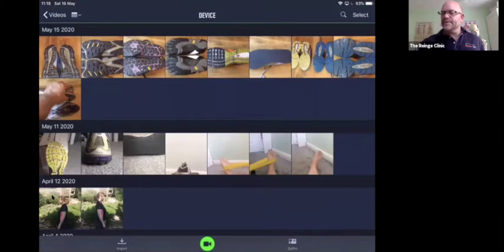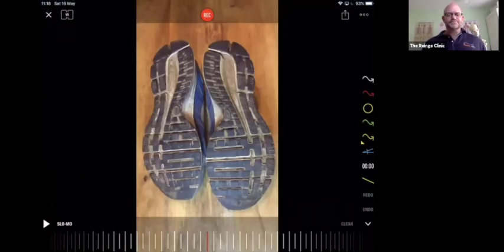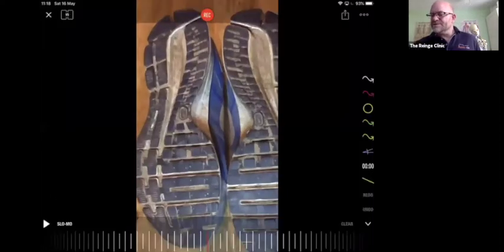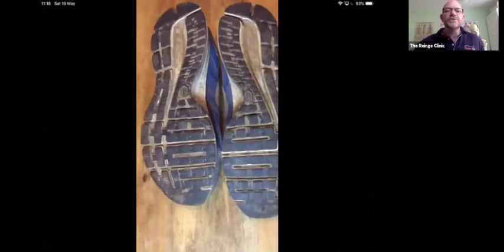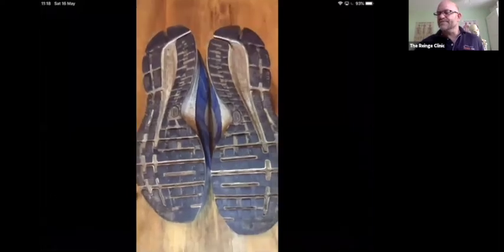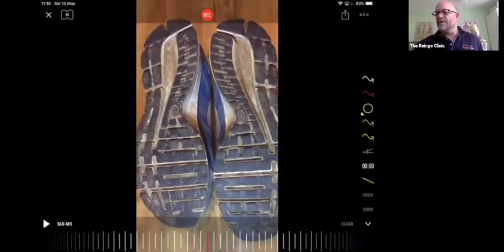Now, here we go. Here's our final pair of shoes. This pair of shoes is the different way up to all the others. What this pair is showing us is a relatively neutral but heel strike. So we've got that wear on the heel.